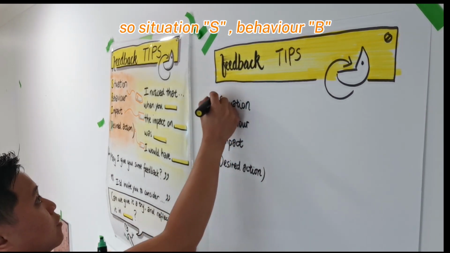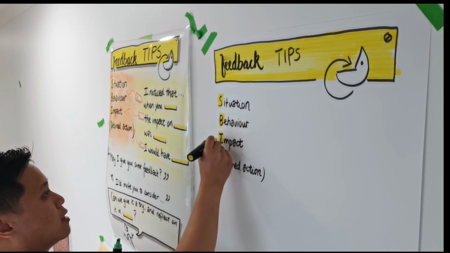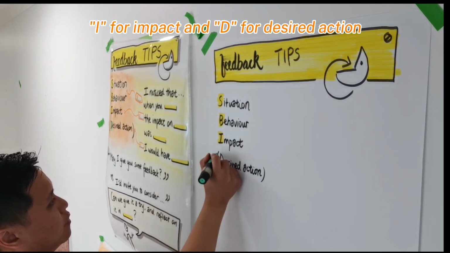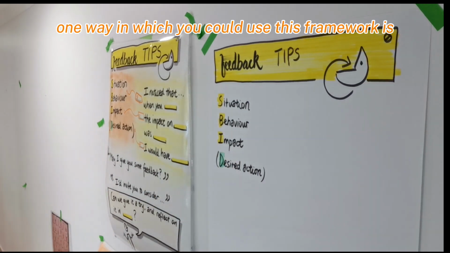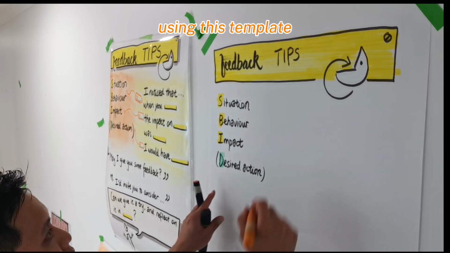So, situation S, behavior B, I for impact, and D for desired action. One way in which you could use this framework is using this template.